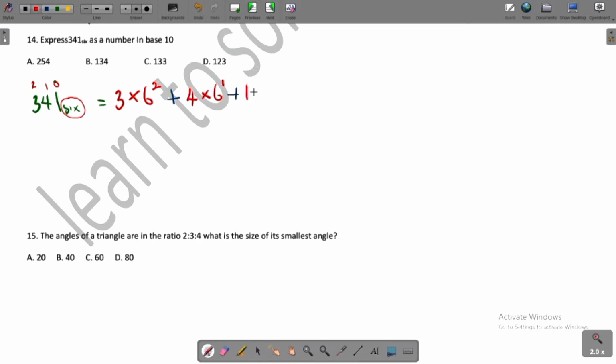You have 1 times what? 6 raised to what? 0. Now 3 times 6 is what? 36. I mean, 6 raised to power 2 is what? 36. Plus 4 times 6. 6 raised to power 1 is what? 6. And you have what? 1 times what? 1, or 6 raised to power 0.